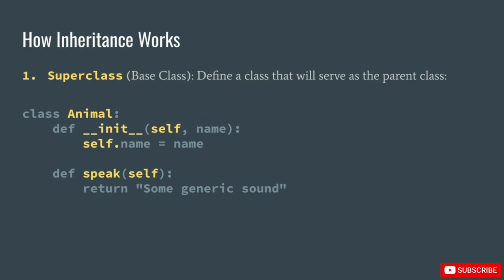Now, let's see how inheritance works in practice. First, we define a superclass, also known as a base class, which will serve as the parent class. In our example, we have an animal class. In this animal class, we initialize it with a name attribute and define a speak method that returns a generic sound. This establishes a foundation that other classes can build upon by inheriting from animal.